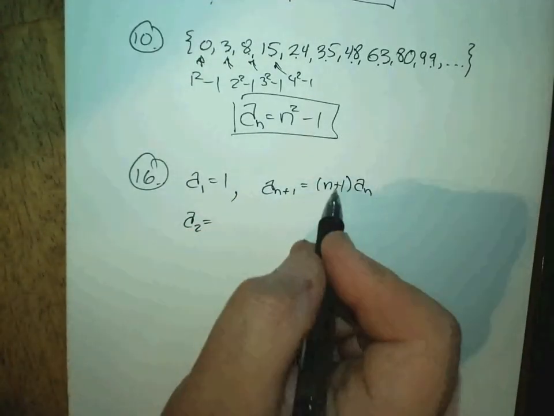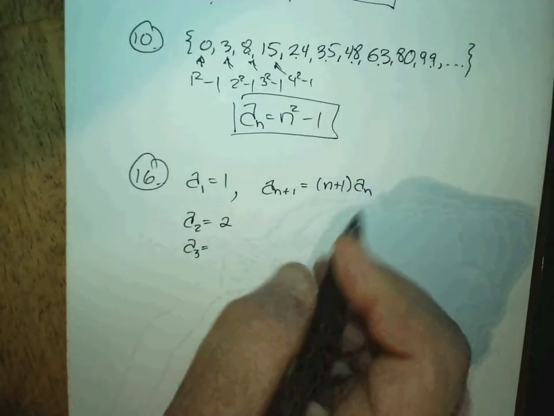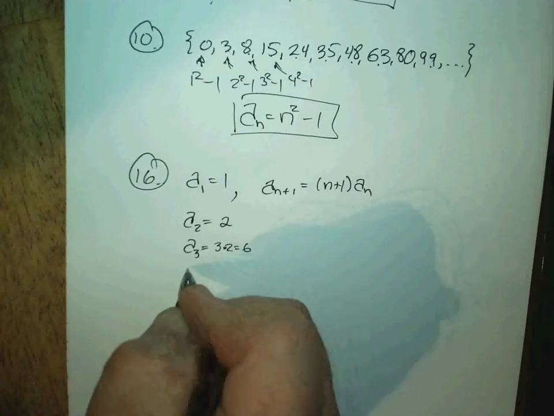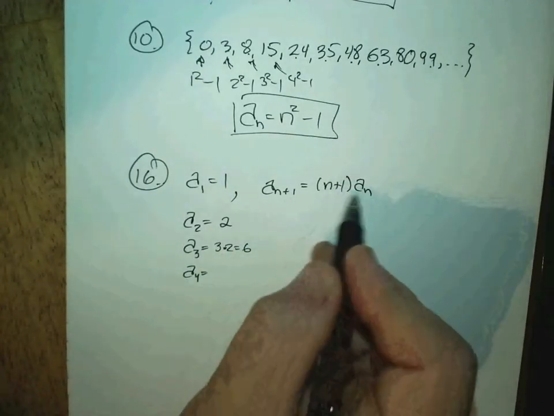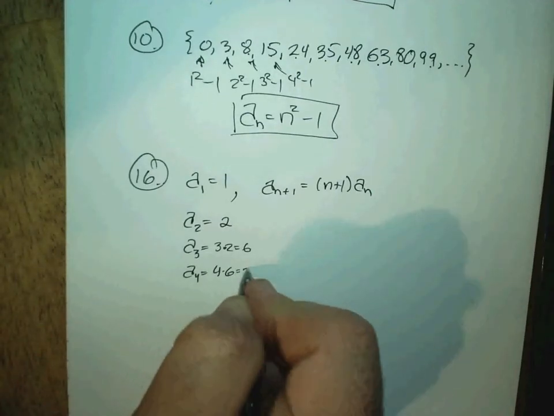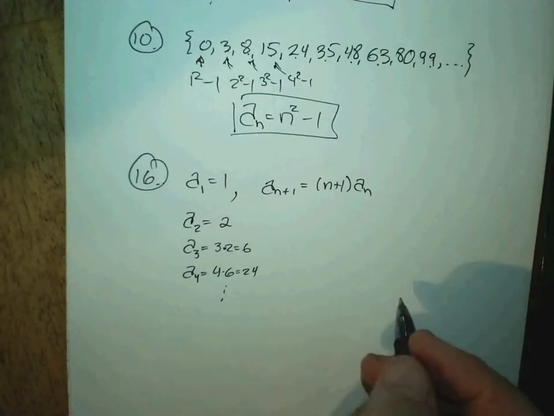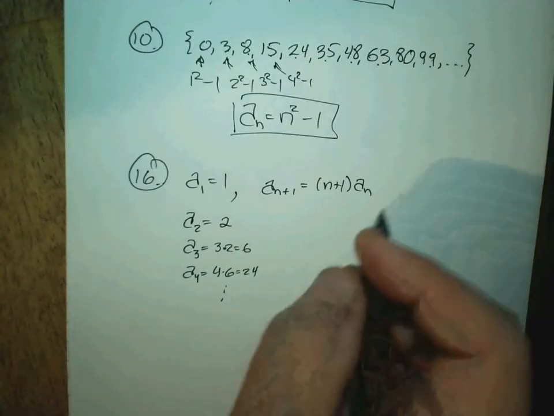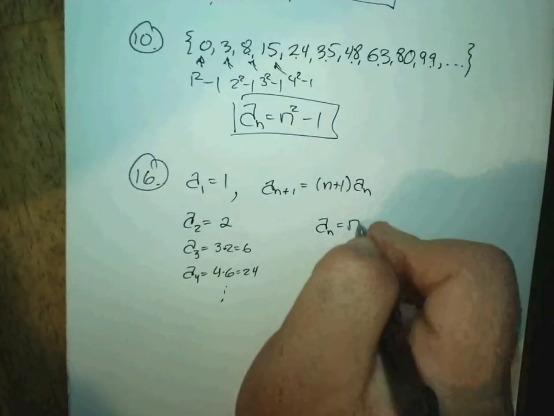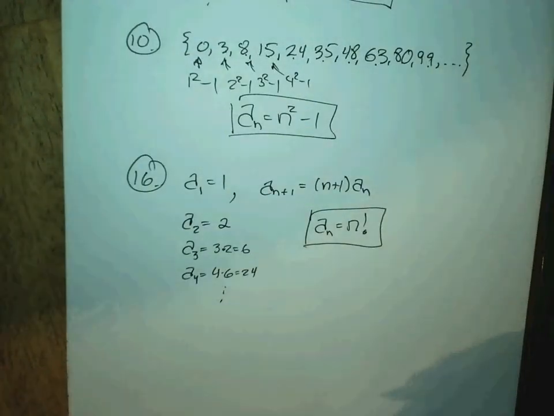In other words, a sub 2 is going to be 2 times a sub 1, or 2. A sub 3 is going to be 3 times a sub 2, or 3 times 2, which is 6. A sub 4 is 4 times a sub 3, so 4 times 6 is 24, and so on. And this is simply the pattern for the factorial function. So there's your generating function for this.